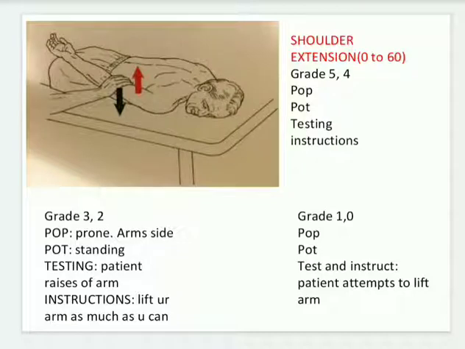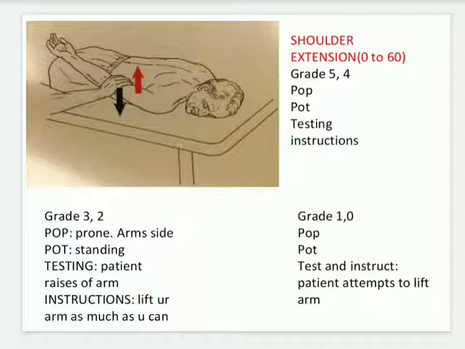If we're talking about grade 3 and grade 2, the position of the patient is prone, arms at the side, and the therapist standing. For testing, the patient raises the arms, and the instruction is: lift your arm as much as you can. But grade 3 doesn't give any resistance, and grade 2 is also the same.